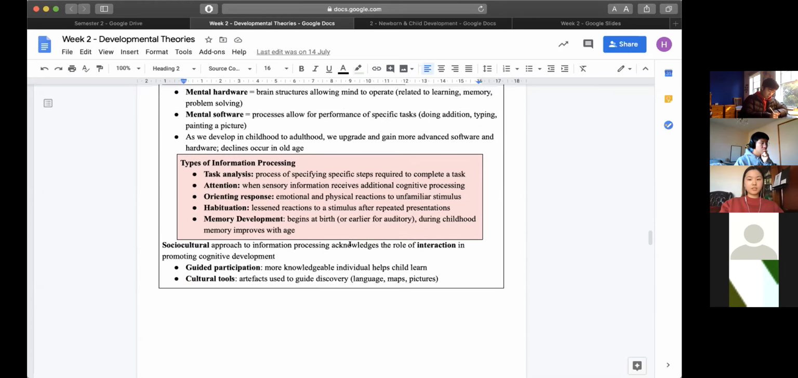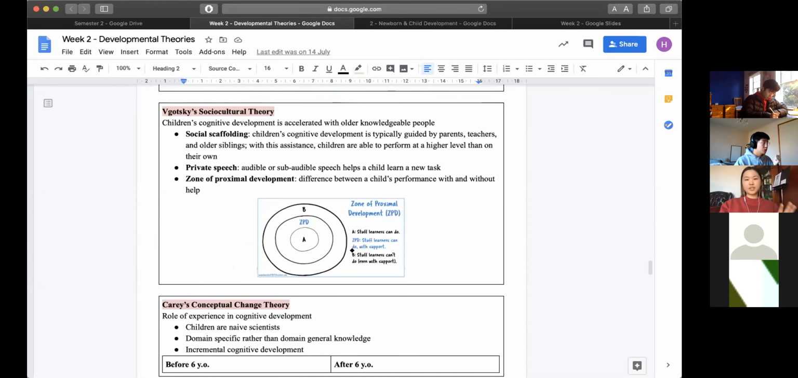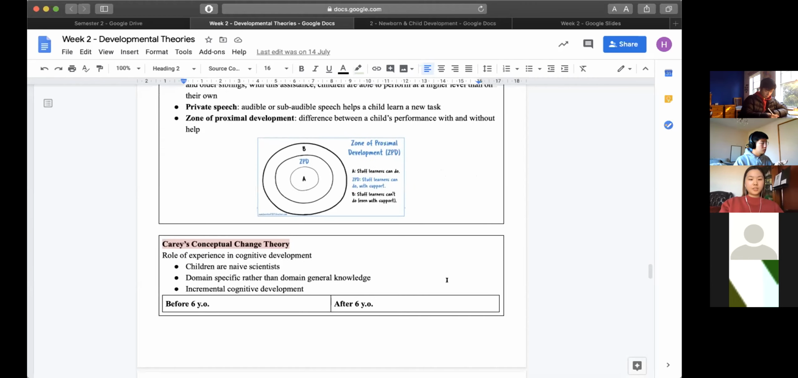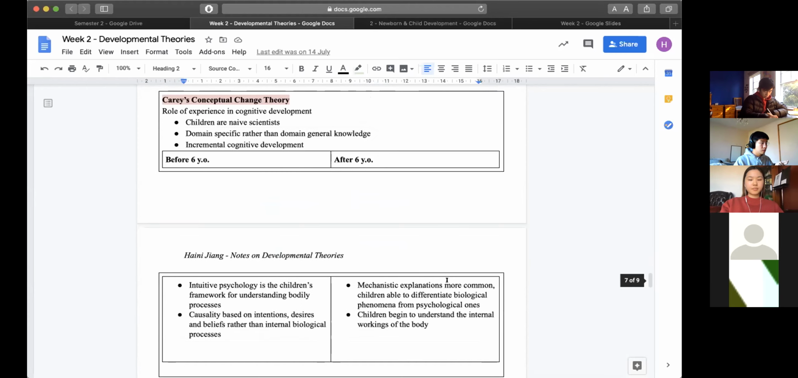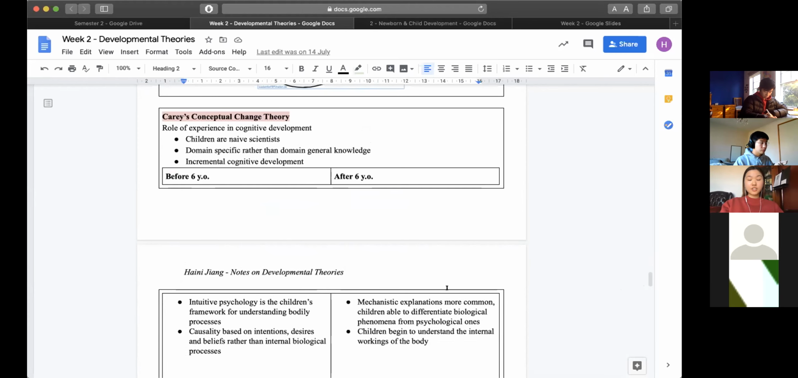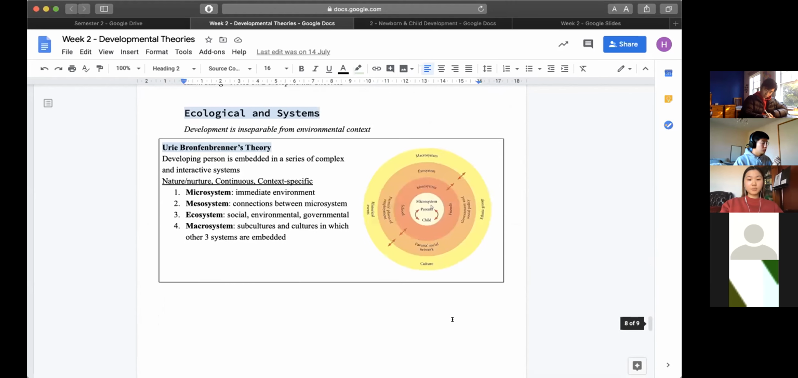A lot of these you guys can just read yourself. It should be pretty clear in this document. I'm not going to attempt to say the name. Sociocultural theory. The thing that I think is most important is the zone of proximal development, just knowing that definition. So basically that's the difference between a child's performance with and without support. Conceptual change theory, you guys can read that yourself as well.